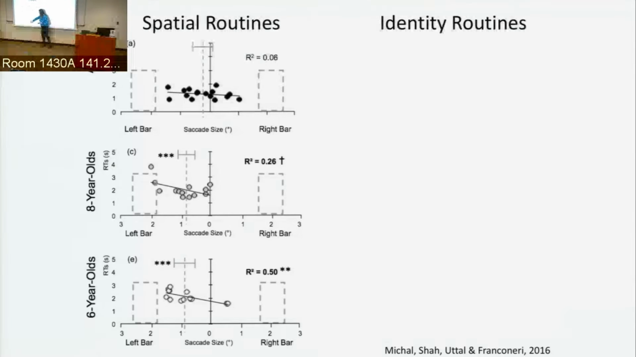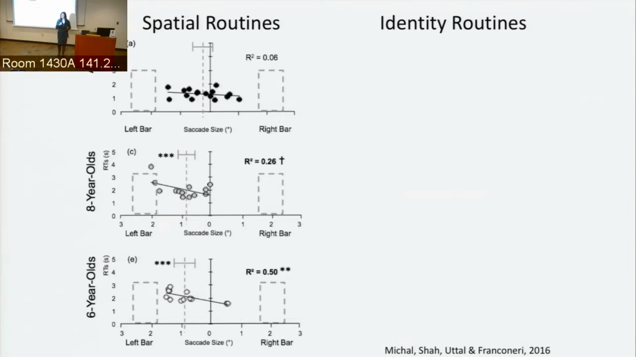They have an even stronger left-bar-first bias. So on average, they're going to the left bar first every time. And the kids who have the stronger left-bar-first biases are slower overall, okay? So what this suggests is that a spatial routine in this task is not optimal. It's going to slow you down. And the second part is that we see this pattern much more frequently with young kids versus adults, who don't.